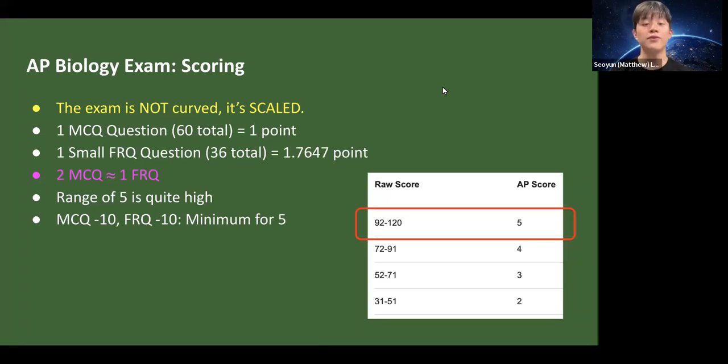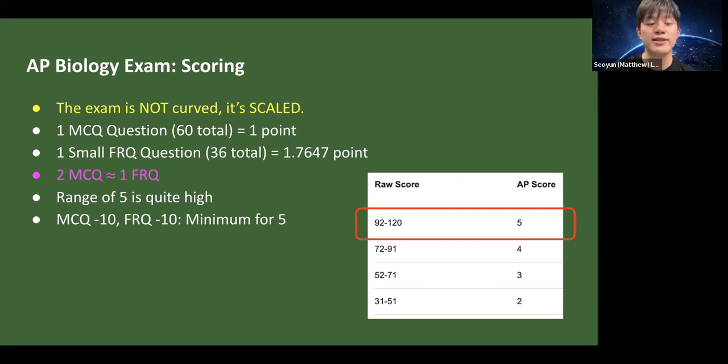After adding up the section points for both MCQ and FRQ sections, you get something called the raw score. That raw score has a scale, which then is converted to the AP score, which spans from 5 to 1, right? As you can see in this chart, you have a raw score based on your total MCQ and FRQ section scores, and that translates into AP score. You can recognize that the range of 5 is quite high, right? You don't need a perfect score. You don't need to get all the questions right in order to score a 5.